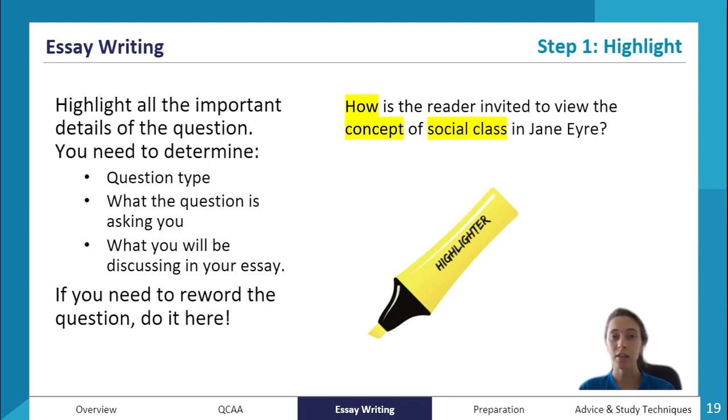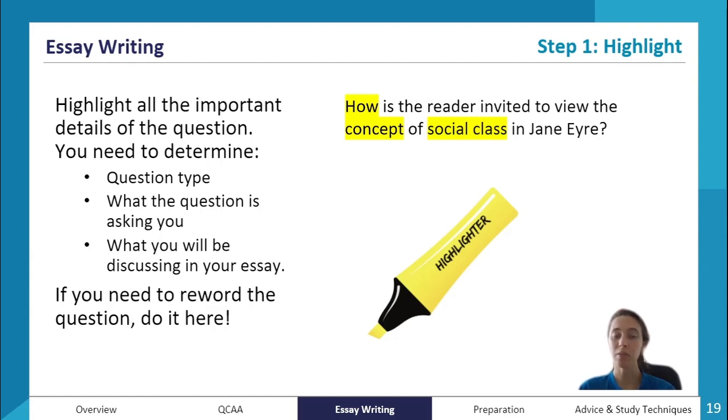In this example question, we can see it's a how question. We are looking at social class and the concept of social class. So it's about how the reader is invited to view that concept. You need to be focusing on this theme. It's a thematic question, and it's also an audience positioning kind of question as well.